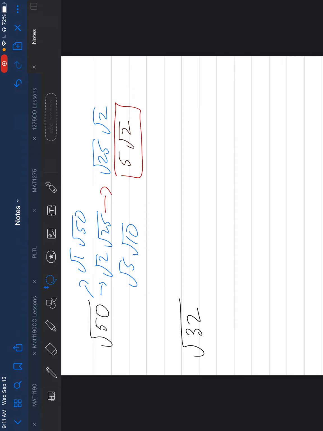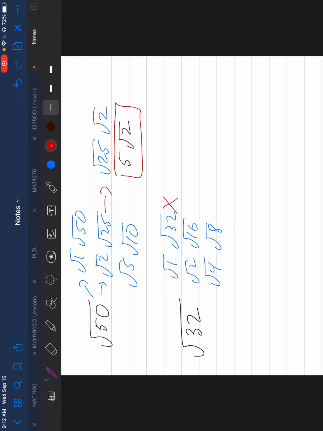So 32 is a slightly tricky one, right? Let's write out all the factors of 32 first. Again, I'm going to write out 1 and 32, even though I know it doesn't do anything. 2 and 16, 4 and 8. Is there anything else? I don't think there is. Now, what we see here is this doesn't work. This works and this works, right? 2 times 16 is 32. 16 is a perfect square. 4 times 8 is 32. And 4 is a perfect square.